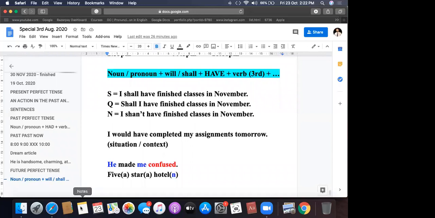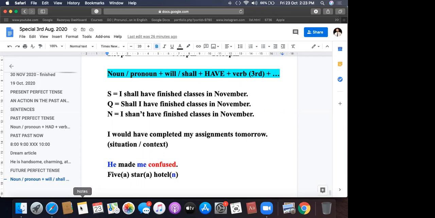They will have played a lot. Will they have played a lot? They won't have played a lot. They will have compensated. Will they have compensated? They won't have compensated.